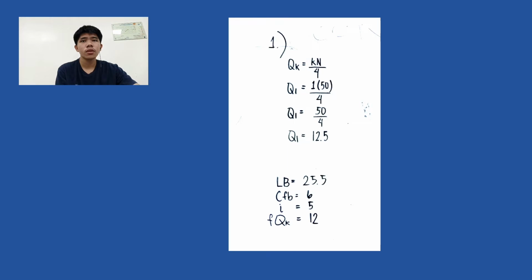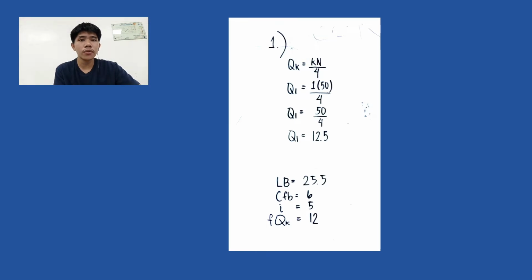Now, here is our solution. So first we are going to get the value of it. For the first step, we are going to get the value of kN over 4. To get the value of kN over 4, we will solve it first by using Qk is equal to kN over 4. Now substitute the k.